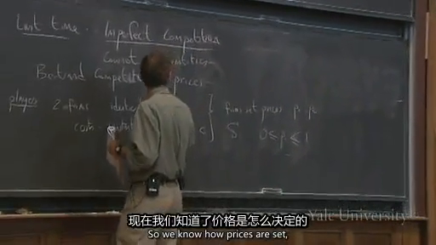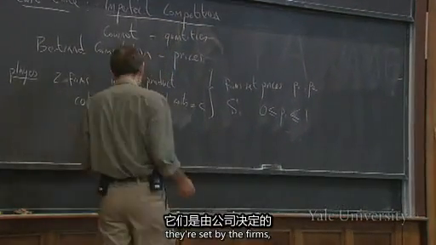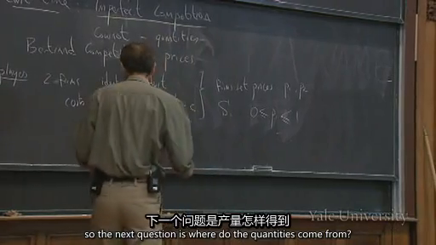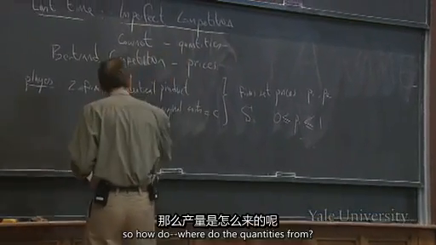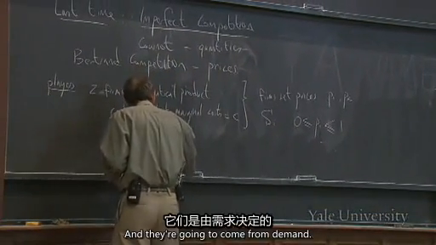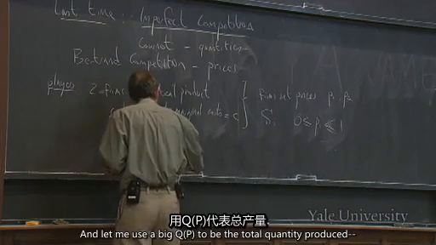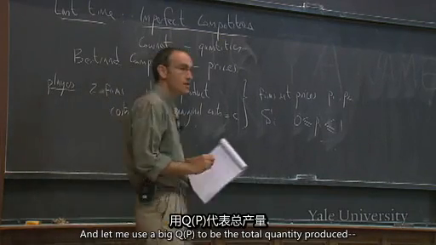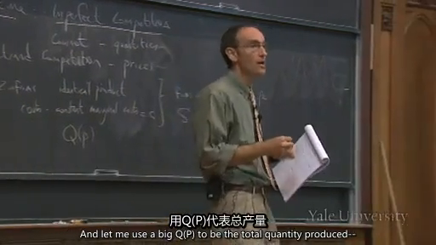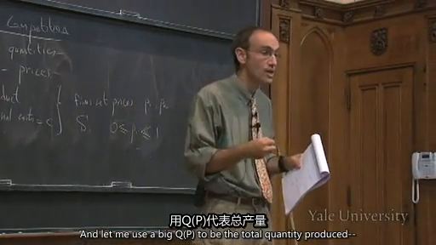All right. So we know how prices are set. They're set by the firms. So the next question is, where do the quantities come from? And they're going to come from demand. And let me use a big Q of P to be the total quantity demanded in the market.